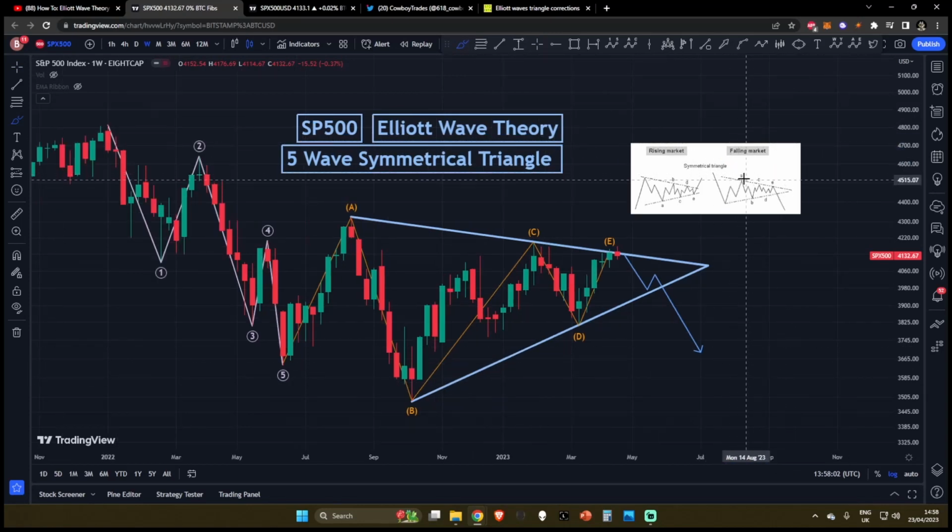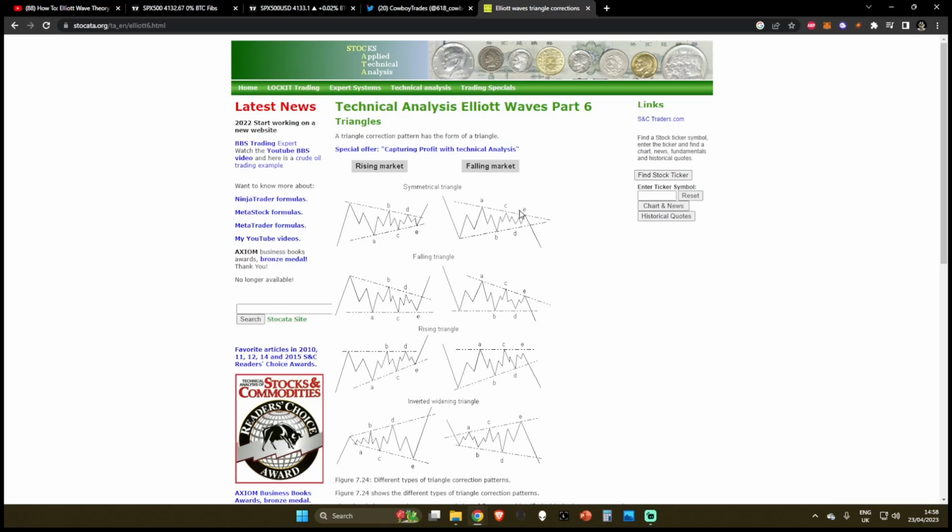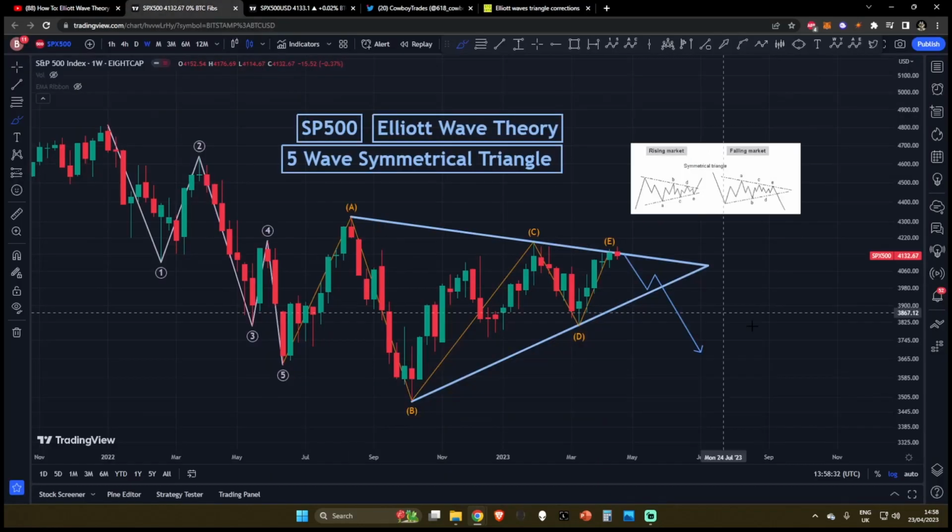And as you can see, according to this symmetrical triangle, what we should have right now is wave A right at the top, a wave B correction forming the base of this symmetrical triangle. We have a bounce back up to the top forming wave C. We have a bounce back to the downside forming wave D. And then we bounce back up to the top of this symmetrical triangle on wave E. Now, according to this Elliott Wave Theory, this is where we should be topping out and breaking to the downside.